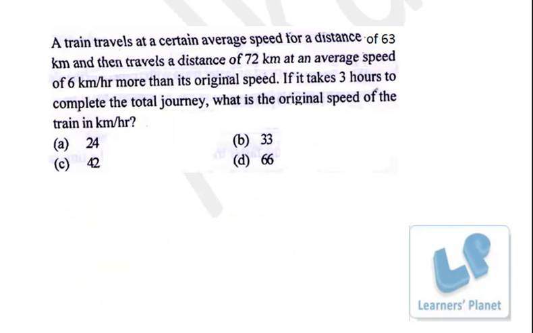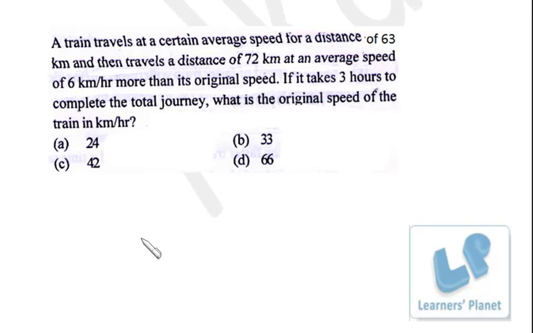Now let's see this problem. A train travels at a certain average speed for a distance of 63 km and then travels a distance of 72 km at an average speed of 6 kilometers more than its original speed. If it takes 3 hours to complete the total journey, what is the original speed? I assume the original speed is x, right?